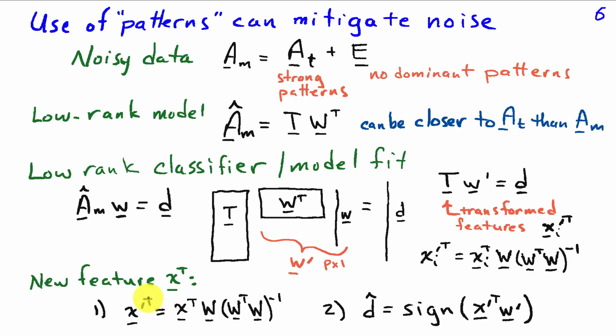And once I have these transformed features x_i prime that correspond to the rows of T, then I can do my classifier as d hat is the sign of x prime transpose times w prime. And this approach here adopts many of the attributes that we looked at earlier when we studied classification using orthonormal bases. So the use of low-rank approximations to matrices is pervasive throughout machine learning, and it's a very powerful tool. We'll be exploring this topic more deeply over the coming lectures.